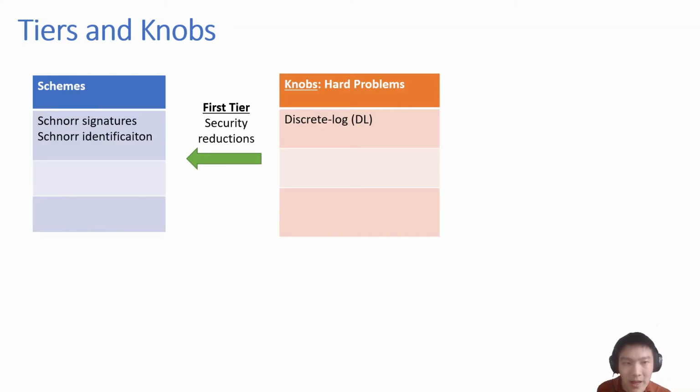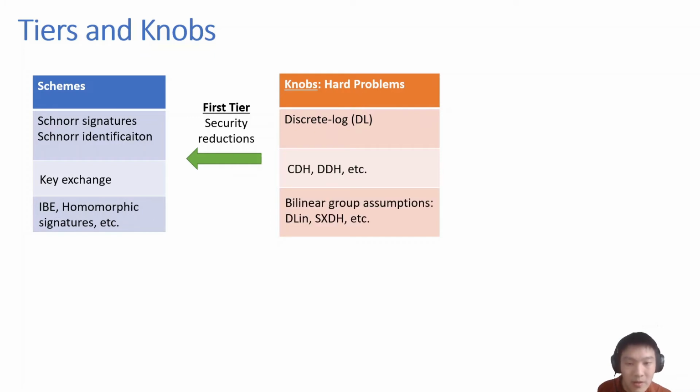The idea of using different assumptions to justify security is really not new. Consider, for example, the Diffie-Hellman key exchange protocol. We do not know how to prove it from discrete log, and so we prove it from the computational and decisional Diffie-Hellman assumptions. Such a scenario has happened a lot, especially in pairing-based cryptography. In that landscape, many bilinear group assumptions have been proposed to prove security of more advanced schemes such as IBEs and homomorphic signatures.